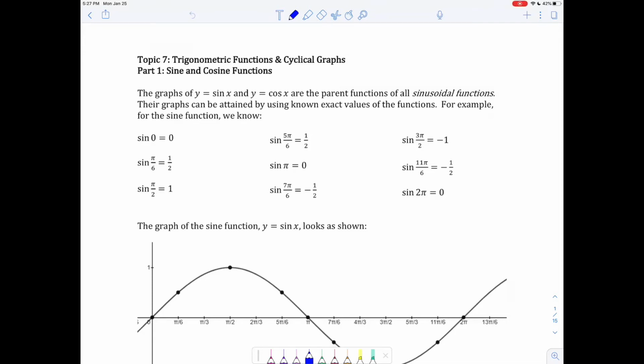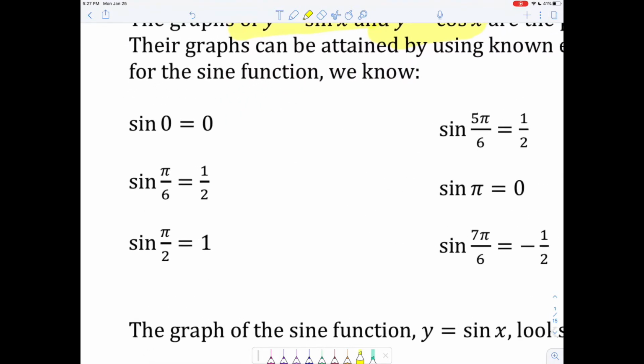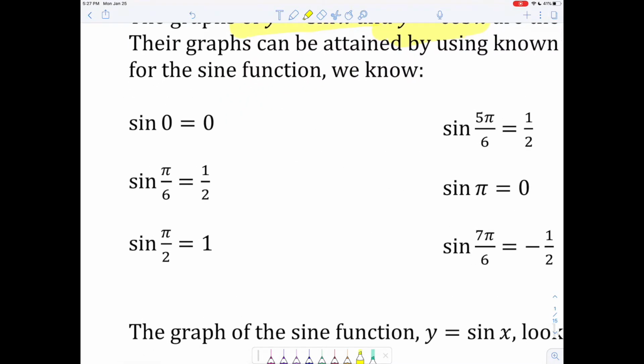Oh, hi there. Welcome one and all to topic 7, which is trigonometric functions and cyclical graphs. We're going to be looking at things called sinusoidal functions. And these are the functions that are based on the graphs of y equals sine x and y equals cos x. So these two are parent functions that we're playing with. And we can get some exact values for these functions if we want. We can use special triangles or the unit circle to figure out some exact values here.